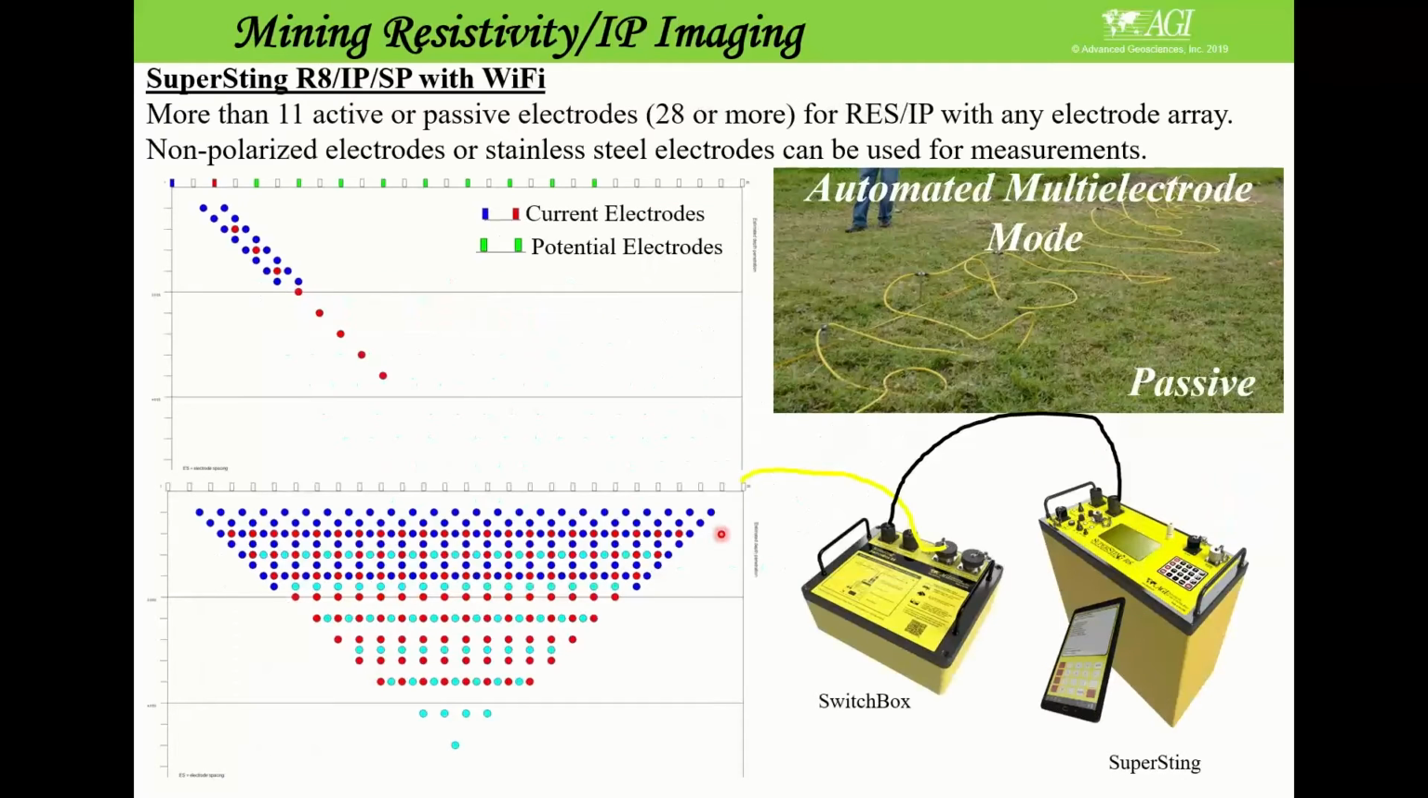But you can do the same thing in automated mode measurements. Automatic mode typically uses 28 electrodes or more, and you put everything on the surface. And I'm not going to say again whether to use stainless steel or non-porous electrodes. Of course, you can decide whatever you like to use.